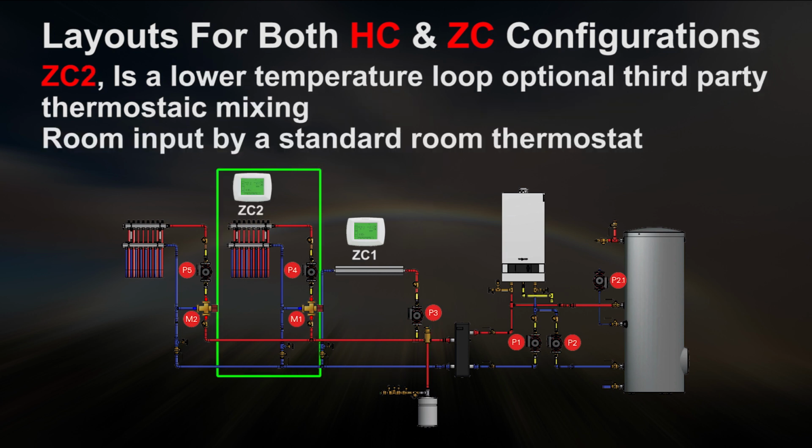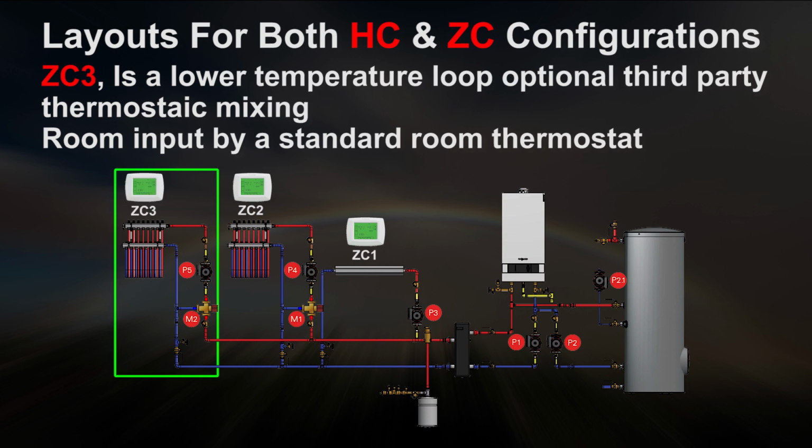Zone circuit 2 is a lower temperature loop with optional third-party thermostatic mixing. Room input is by a standard room thermostat for start and stop function. Zone circuit 3 is also a lower temperature loop with third-party thermostatic mixing. Room input again is by a standard room thermostat for start and stop function.